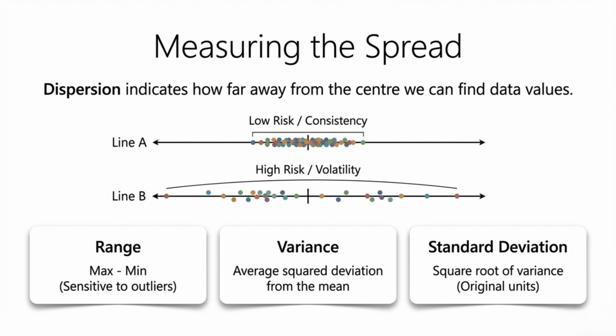Measures of dispersion quantify the spread, variability, or scatter of data points around a center value, mean or median. Key measures include range, interquartile range, variance, and standard deviation.